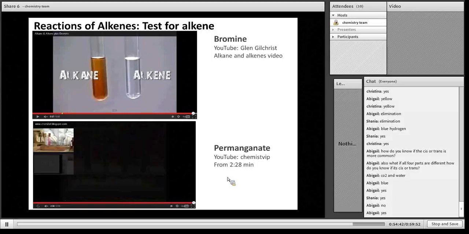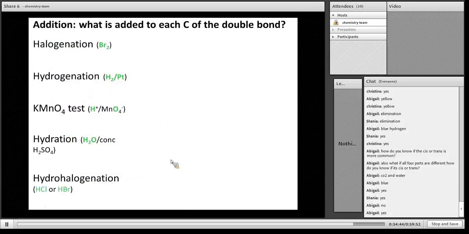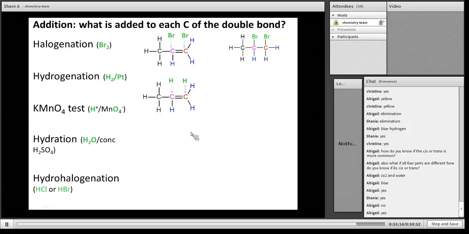Okay, so let's go over those again. Addition: what is added to each of the double bonds? For halogenation, you're adding Br2 as a reactant, and so a Br atom goes to each carbon. So we're going to get that, which will be 1,2-dibromopropane, if you had to give the name. Here, hydrogenation, you're adding a hydrogen to each carbon of the double bond, so it's just going to be propane.